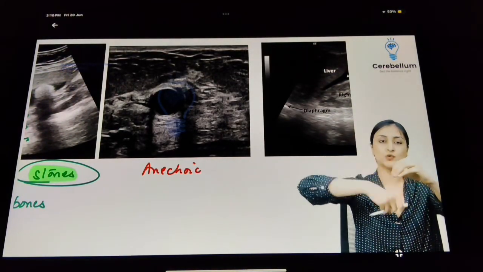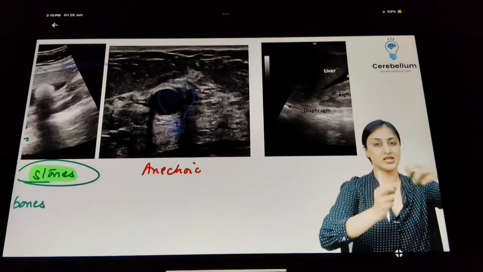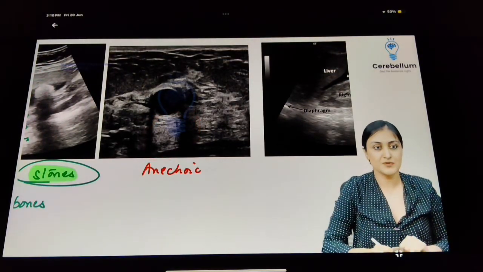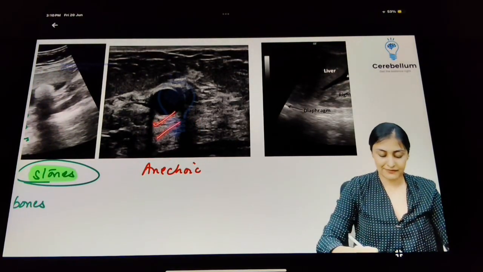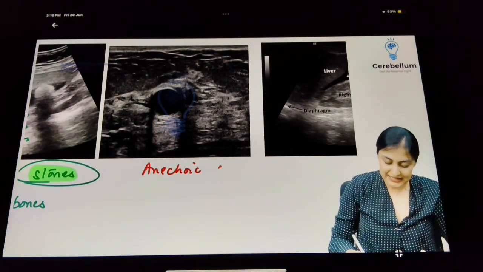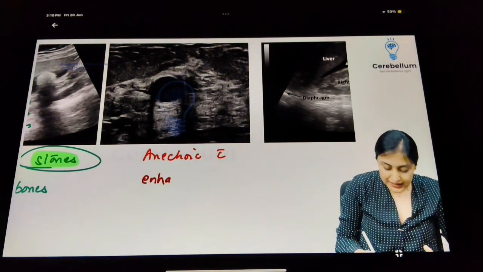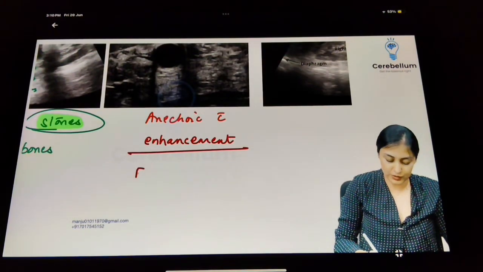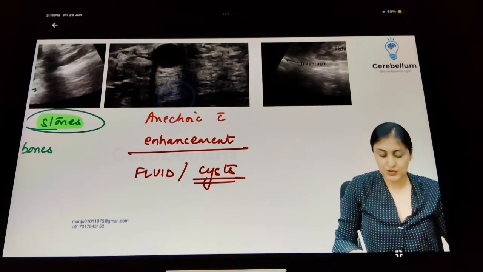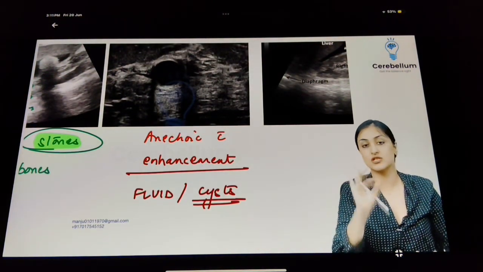Fluid doesn't want anything, it's like go through me, yeah? So it is allowing all the sound waves to go through it, resulting in this brightness behind it. Absolutely opposite of stones. This is so generous, like go through me, have enlightenment behind me. So that is what we see. So anechoic with posterior acoustic enhancement is the hallmark of fluid or a fluid-containing cyst. So this is the hallmark of a cyst. It will be black with posterior acoustic enhancement.